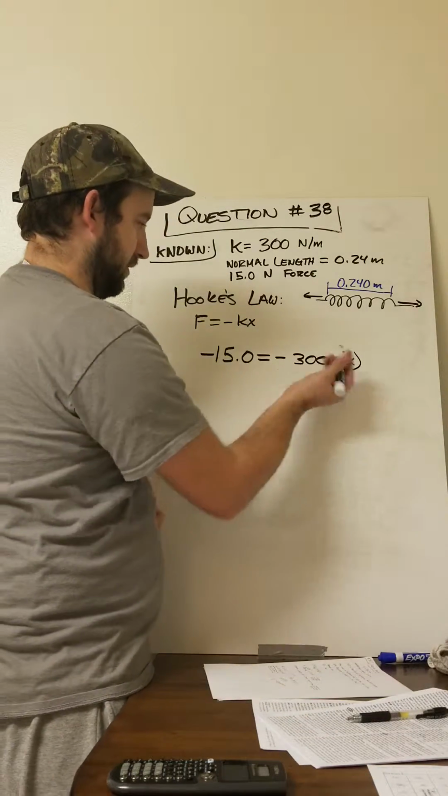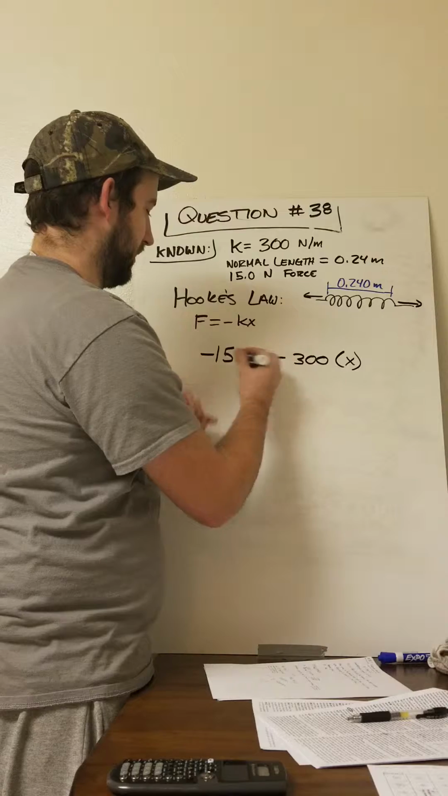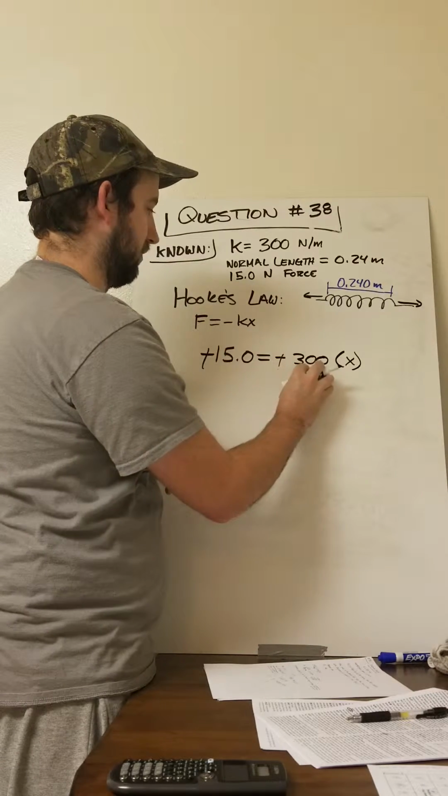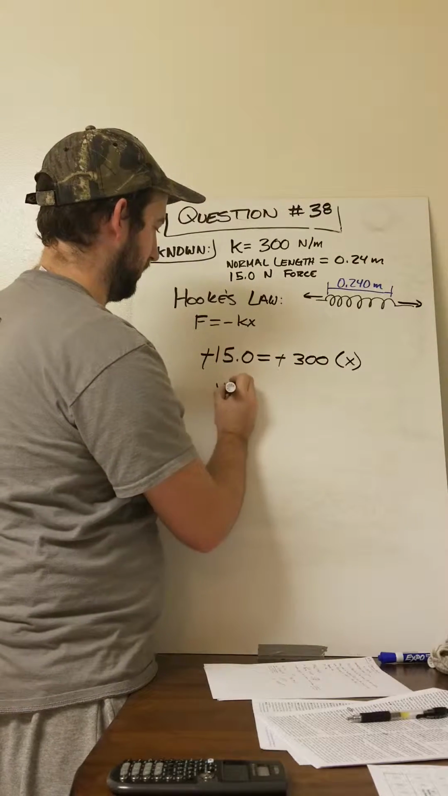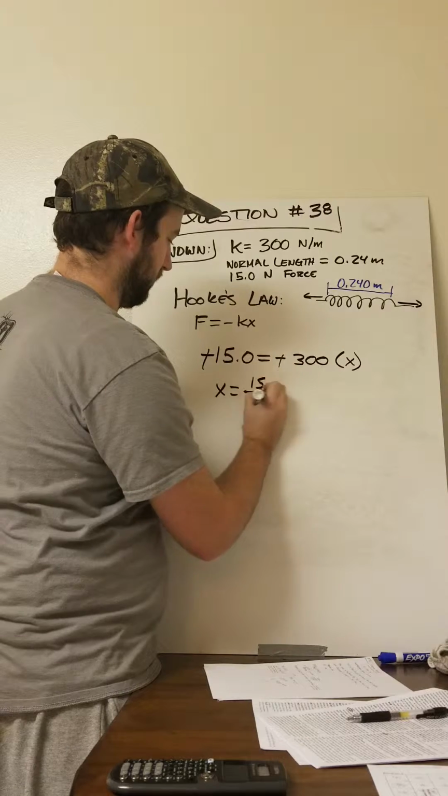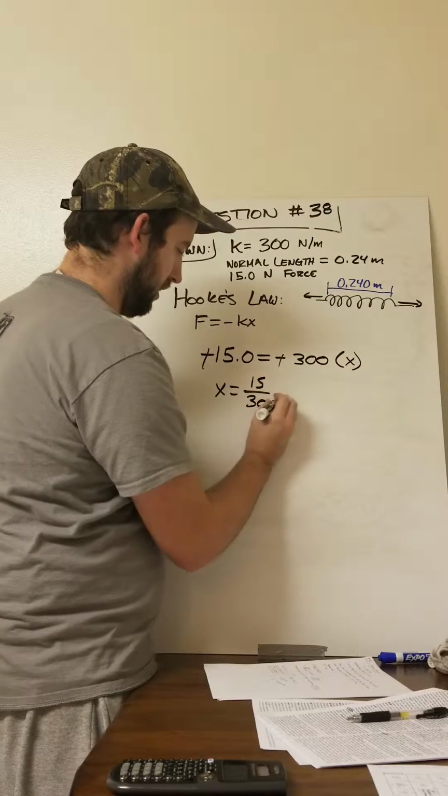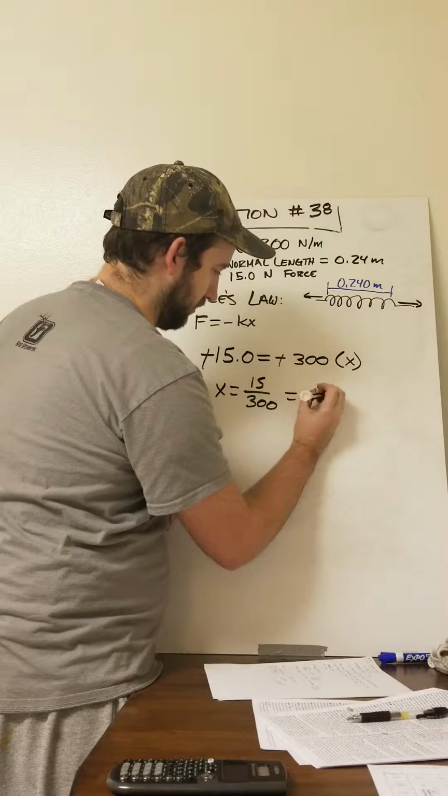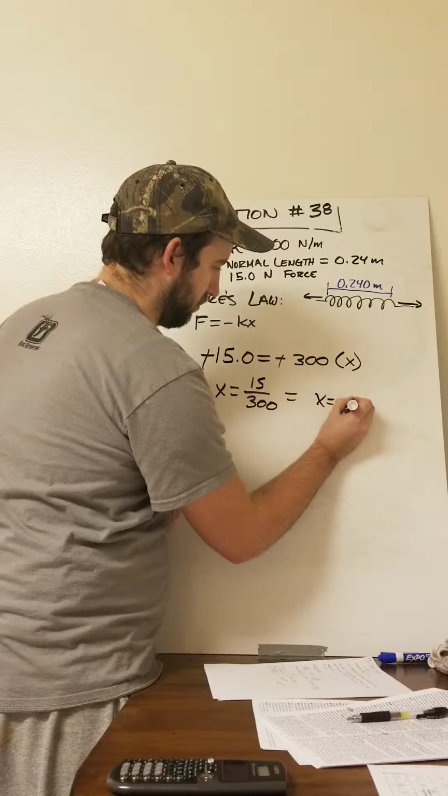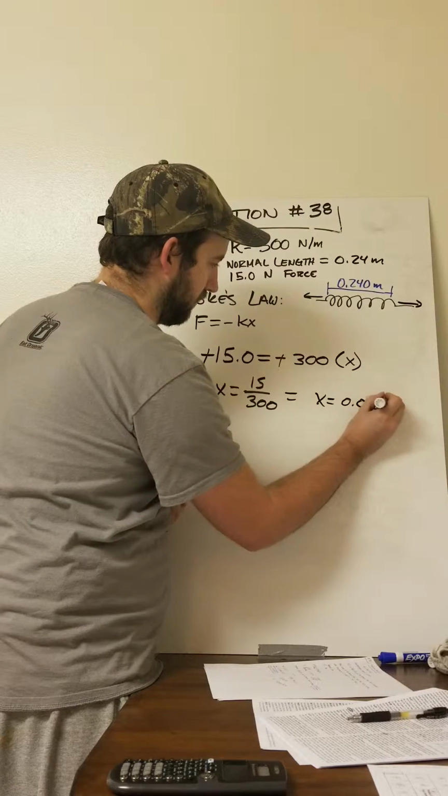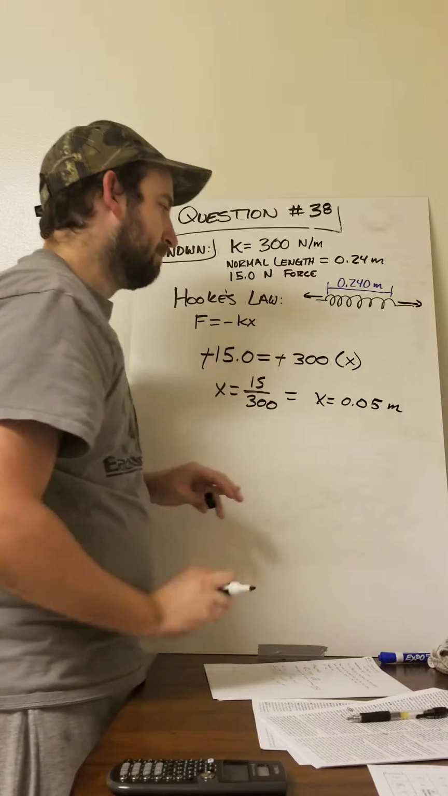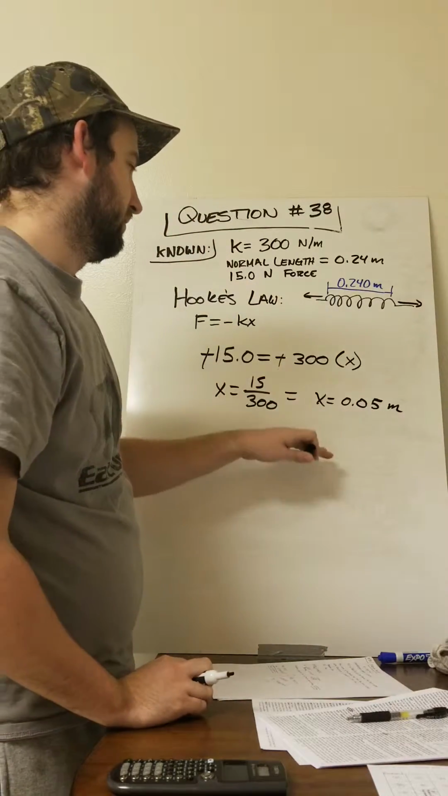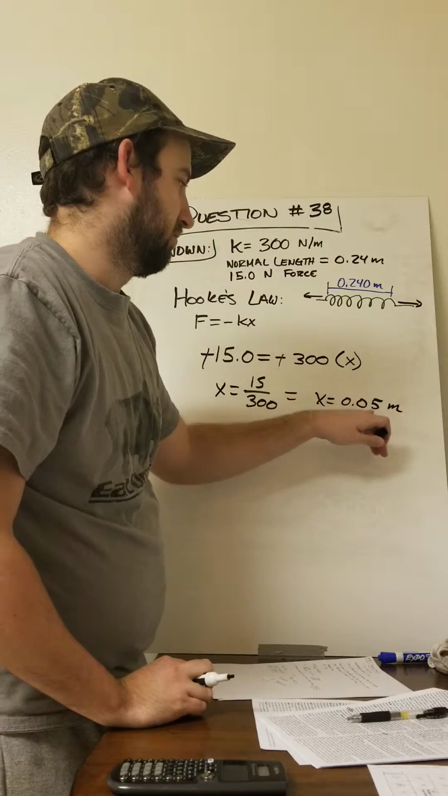So just with simple math, first of all, these negatives cancel, and we end up with x equaling 15 over 300, which if you do the math, ends up being x equals 0.05 meters. So that means that it's being stretched by 0.05 meters.